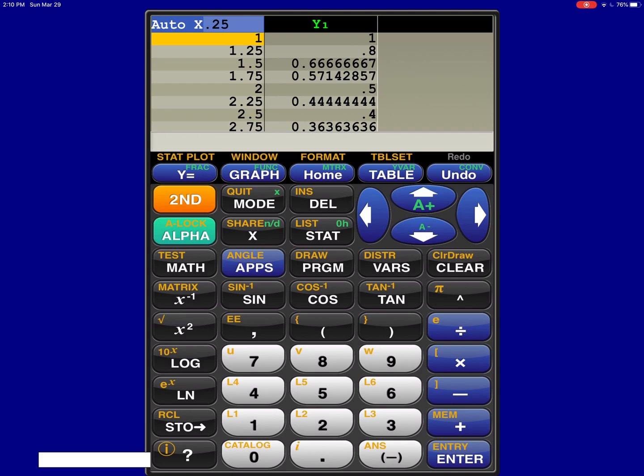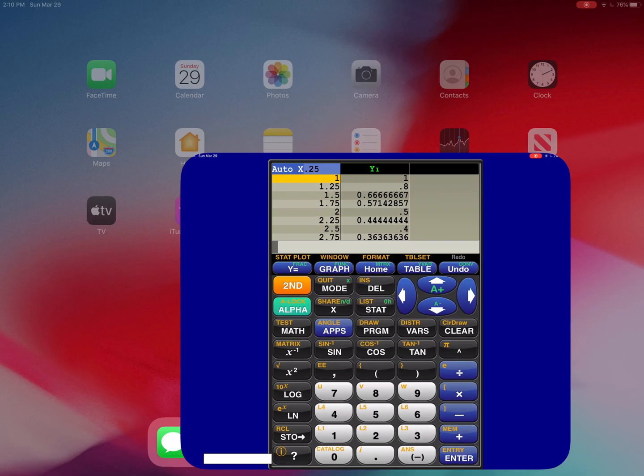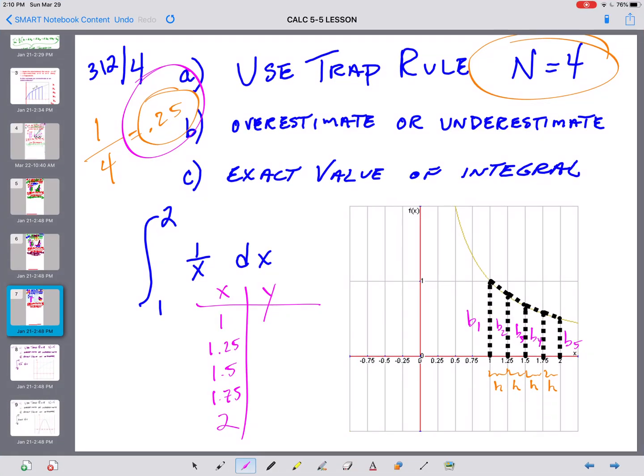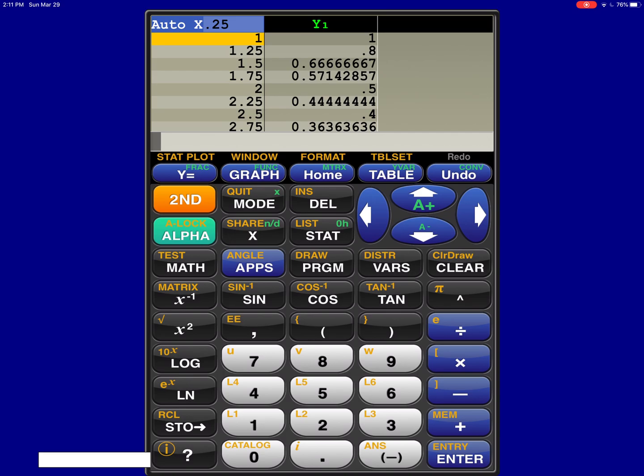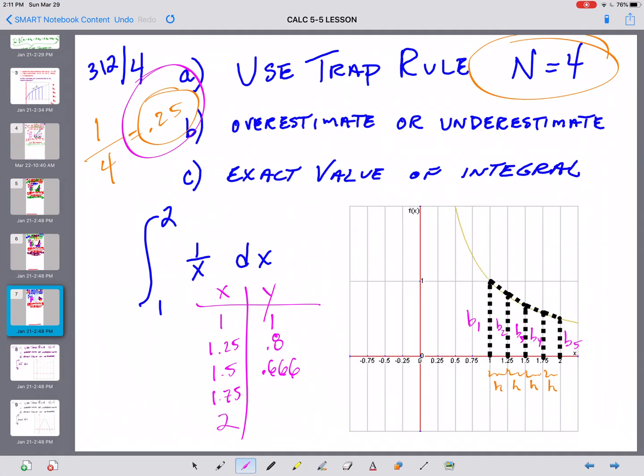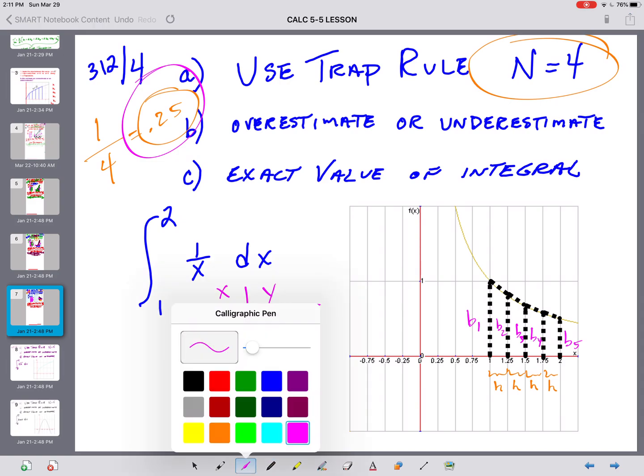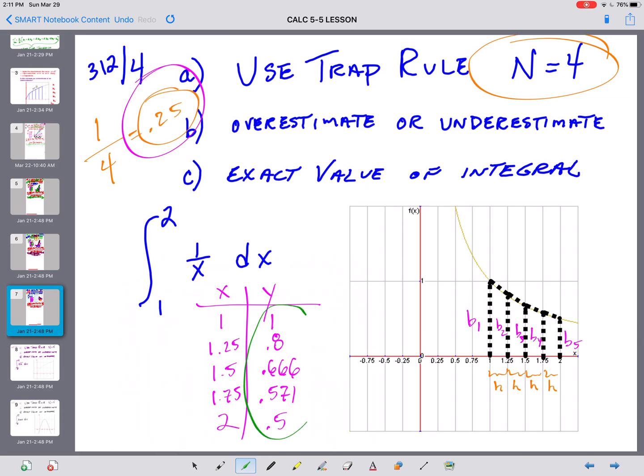Look at the Y values. The Y values are 1, 0.8, and 0.666. Okay, let's put those down. Now let's go to 1.75 and 2, see what that has. At 1.75, 0.571. At 2, it's 0.5. These right here are the bases. That's how long each of the bases are.